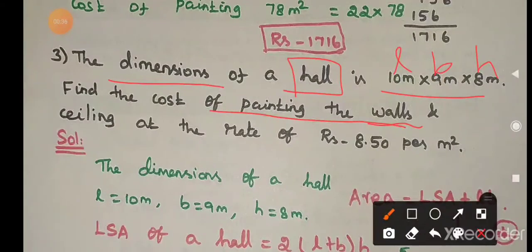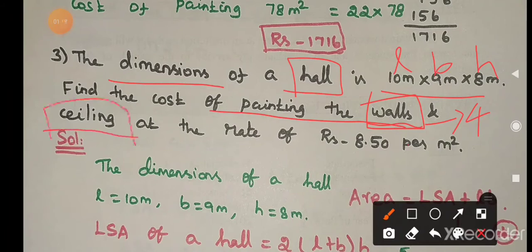Walls means you have in room, no? So 4 sides are in that room. Then top is ceiling, bottom is floor. The room has 4 walls and 1 ceiling, 1 bottom. So this is ceiling.